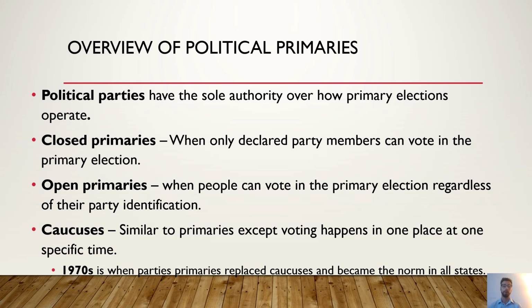A closed primary is when only declared party members can vote in the primary election. Now, Montana has a closed primary system. You would, in Montana, during a primary election, obtain maybe 4 ballots, a Democrat, Republican, Libertarian, or whatever, maybe Green Party, I'm not certain. You would have all these ballots sent to your door if you were an early voter, or if you went to the polls, you would have access to all of these ballots. You would then be able to choose only one to vote on and then send back or vote on at the polls.